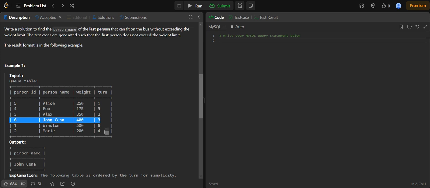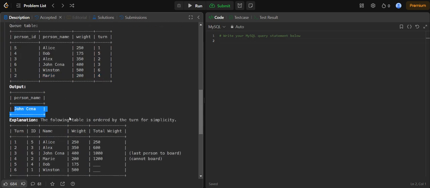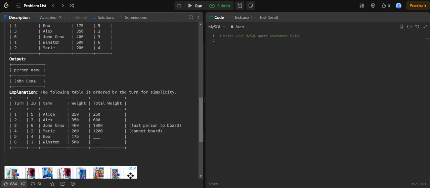After that, who will come? Mary. Mary cannot enter because it will exceed the weight limit of the bus. Therefore, the last person who will get a seat in the bus is John Cena. So this is a simple table, but from this table we get the idea of how to solve this problem.